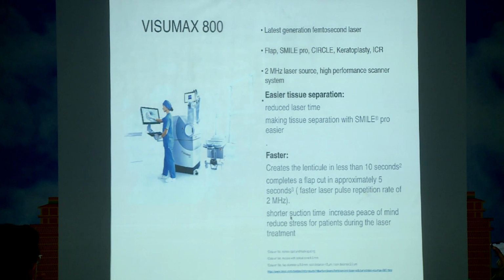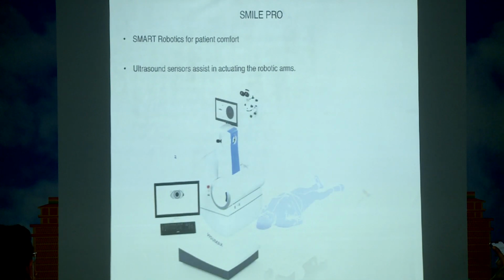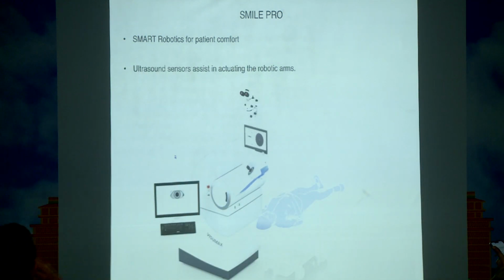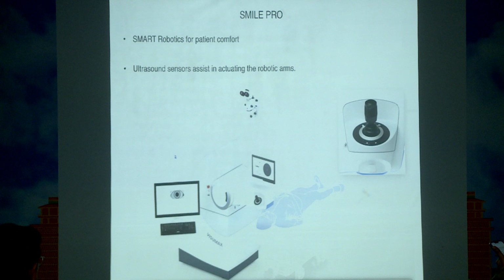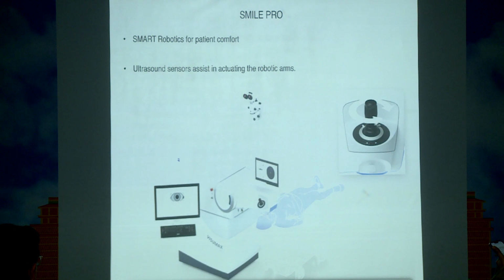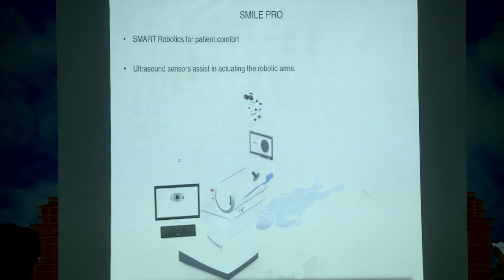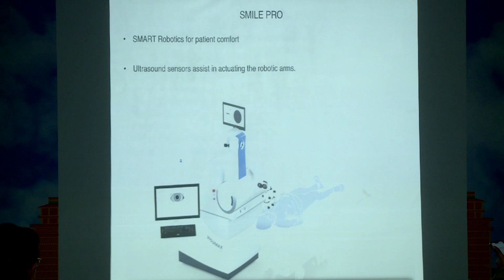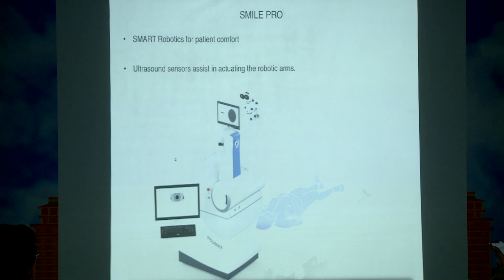Second, shorter suction time, which increases the peace of mind and reduces the stress of the patients during the laser treatment. This is how the workflow involves. You have the laser arm swinging in, with this beautiful joystick control. These ultrasound sensors assist in actuating these robotic arms, and then comes in the microscope. This is a wonderful microscope that Zeiss has made with variable controls in it, and the lenticule can be easily extracted. This is what we've been doing now.